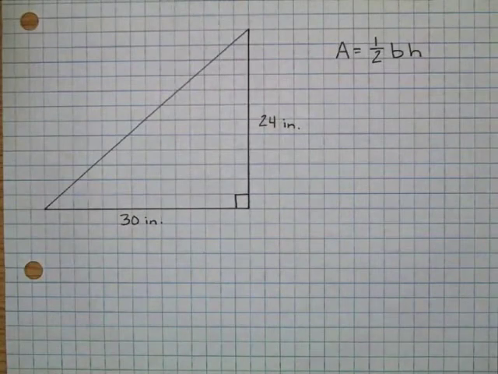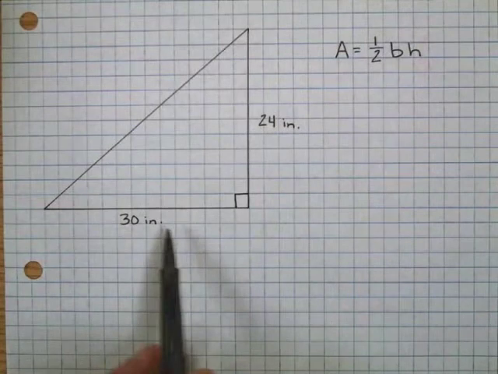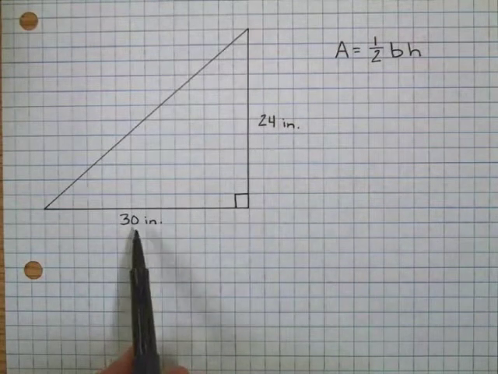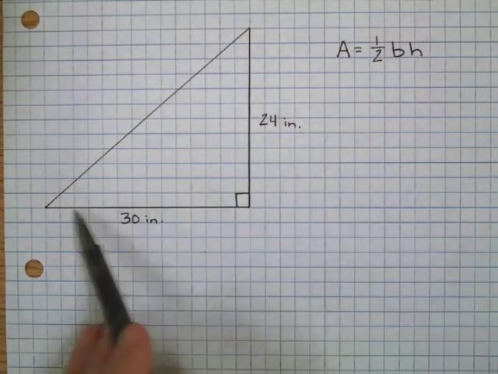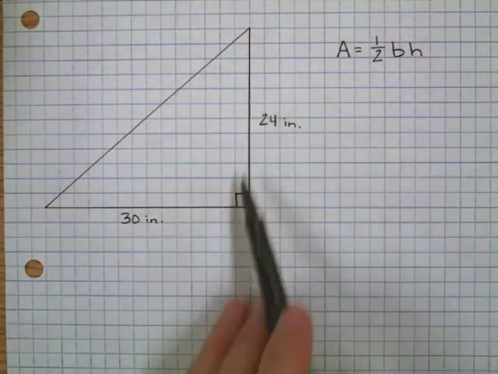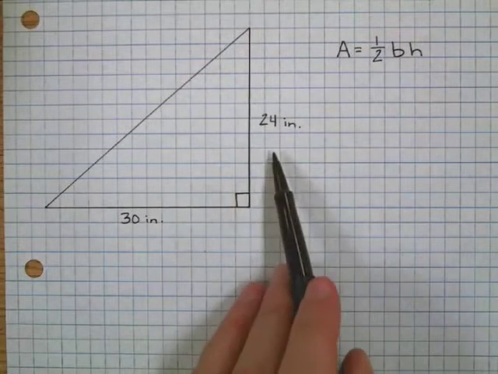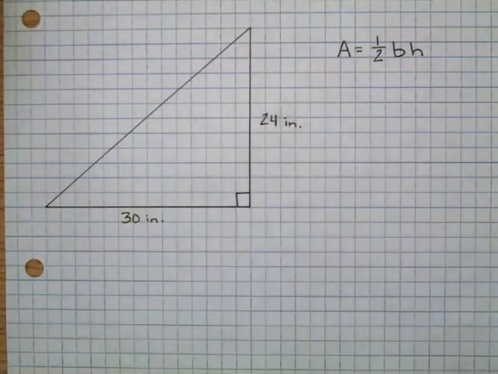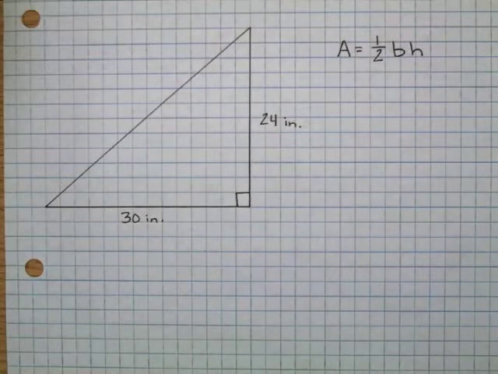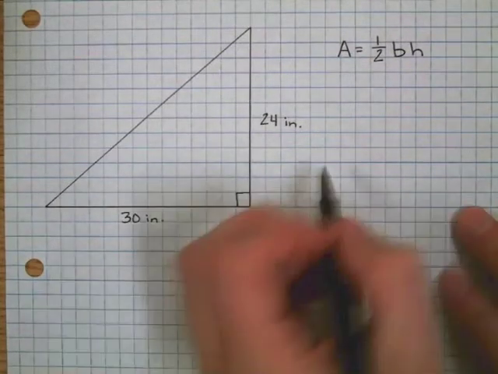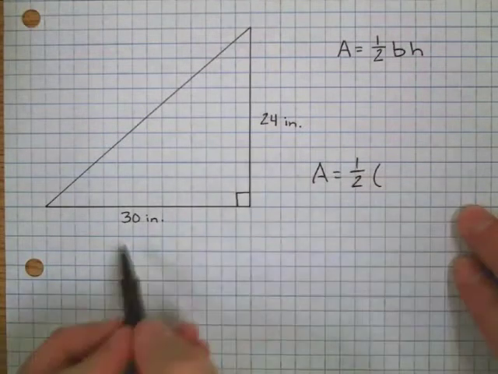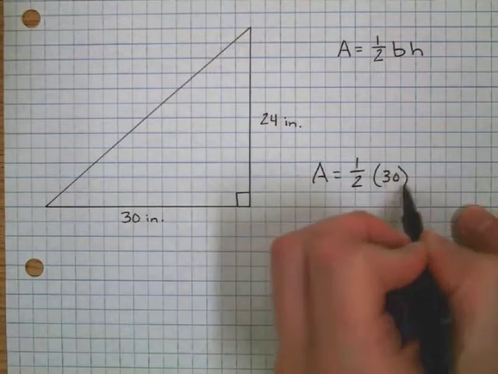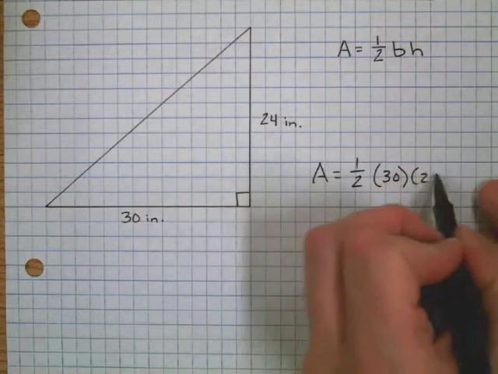So let's take a look at an example here. Here we have a triangle. We have a right triangle with a base of 30 inches and a height of 24 inches. And when we have a right triangle, we know that this leg right here of the triangle is the highest spot from the base to that highest point there, and that is 24 inches. So we can say that area equals 1/2, and our base is 30 inches, multiplied by our height of 24 inches.